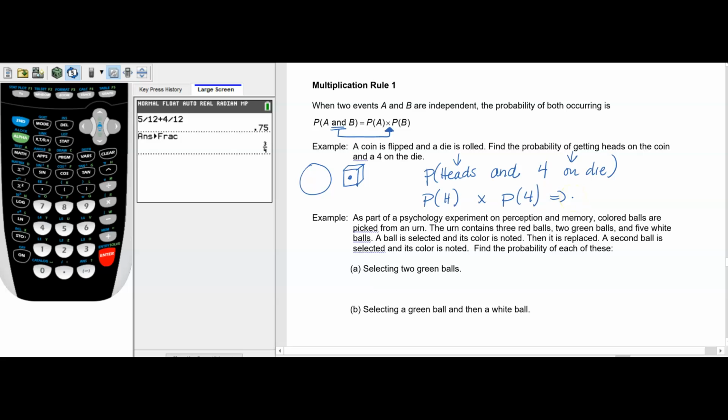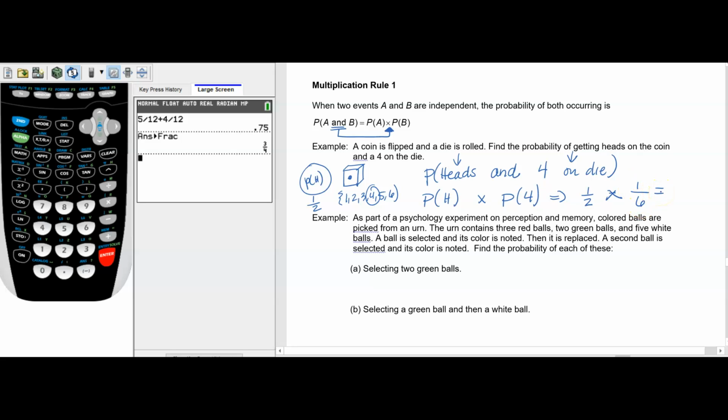So the probability of getting a heads on the coin is 1/2 because there's one head and two choices. And we're going to multiply that by the probability of getting a 4 on a die. Our choices for a die are 1, 2, 3, 4, 5, and 6. So the probability that you get a 4 is 1 out of 6. And then we're going to multiply those together.